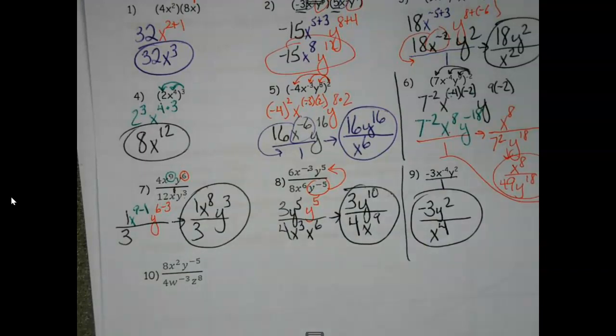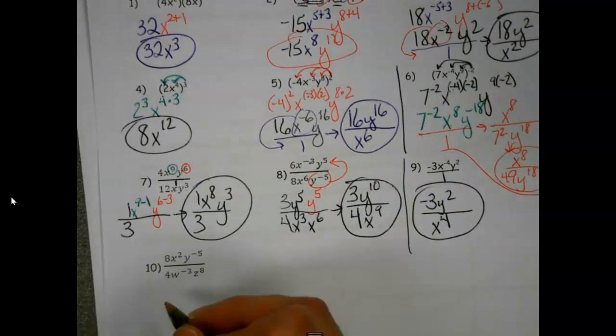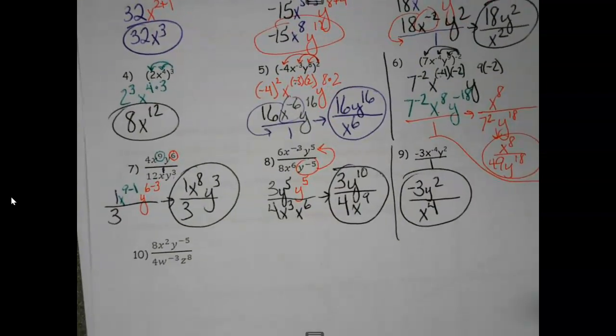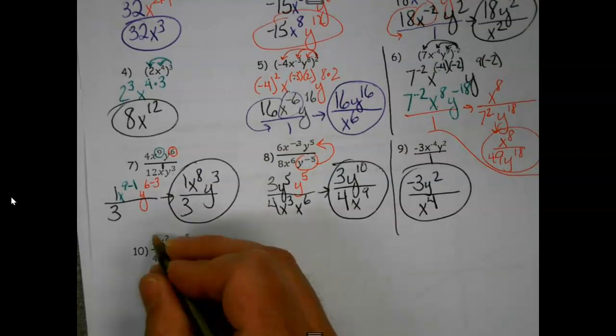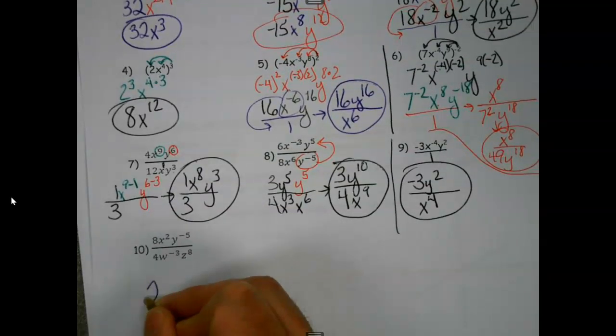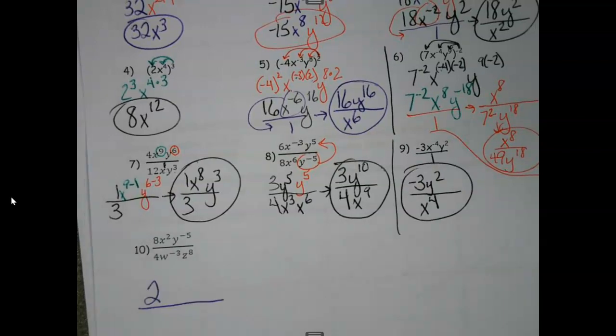You're like, but wait a minute. Why am I not subtracting? There's still division. These have to be the same variable for you to keep doing the rules. There's no same variable. But there's negatives. Yeah, there's all sorts of issues going on here. So, first thing, what's 8 divided by 4? Huh? What's 8 divided by 4? 2. You can divide the different coefficients.